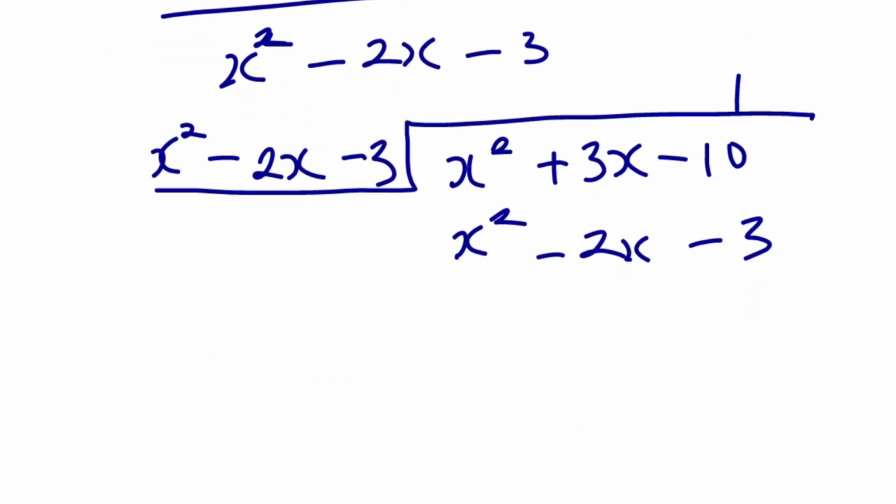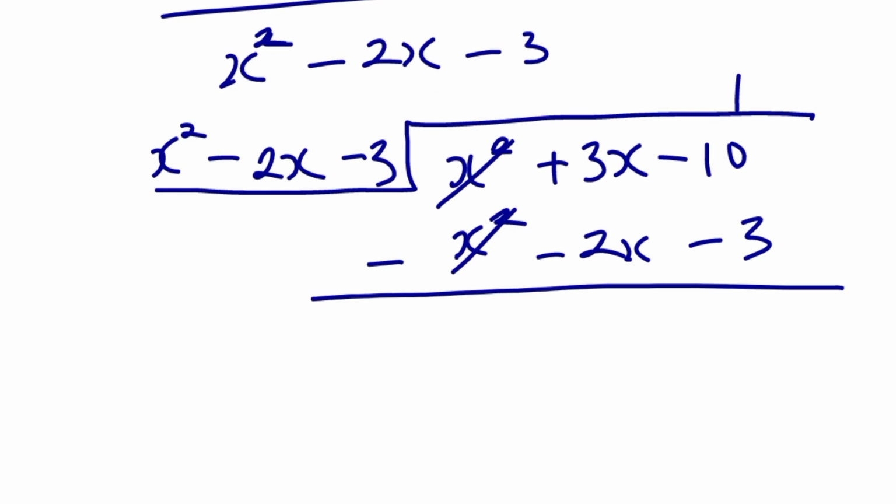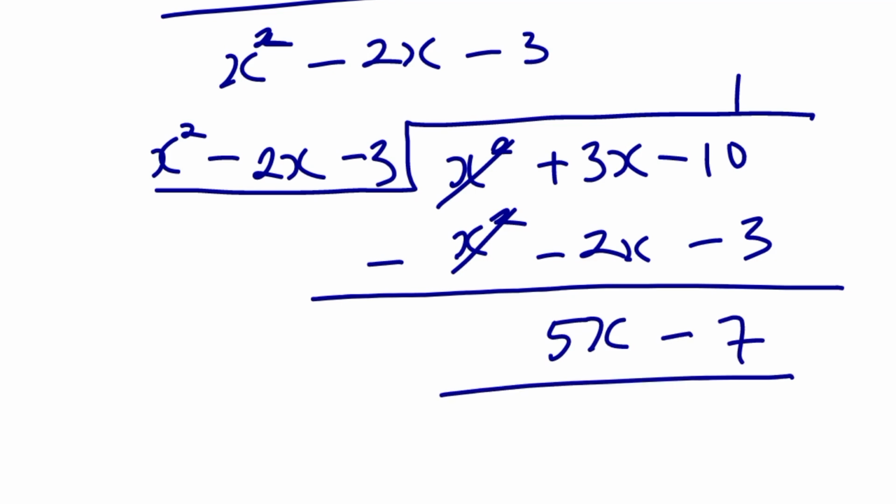Since we have this, what we can do here is subtract. x² goes with x². Now 3x minus negative 2x becomes 3x plus 2x, so it becomes positive 5x. Now we have negative 10 minus negative 3. So we end up having minus 10 plus 3, which is equal to minus 7. So it means that we have a quotient value of 1.